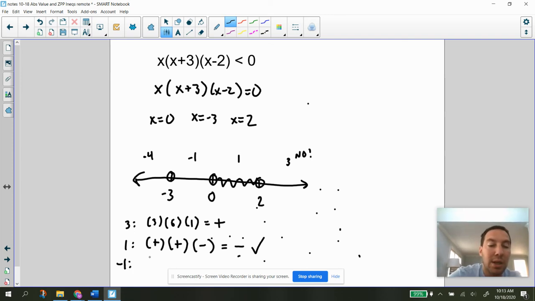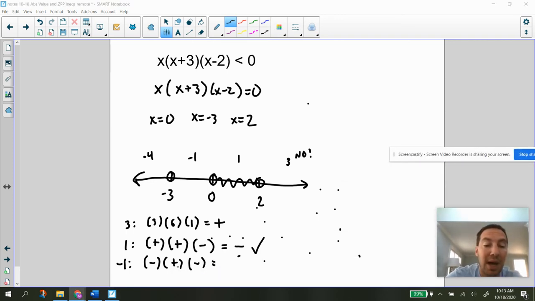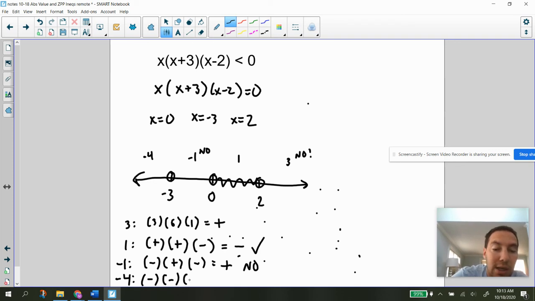If you plug in -1, you'll get a negative times -1 plus 3 is 2. That's a positive. -1 minus 2 is -3. That's a negative. A negative times a positive times a negative is a positive, which will not be less than 0. So that's a big no for this part. And then let's try the last part, -4. That would be a negative times a negative times a negative. Three wrongs make a wrong. That works. And again, you get that nice on, off, on, off pattern that we've seen throughout this video. And we see that that is our final answer.